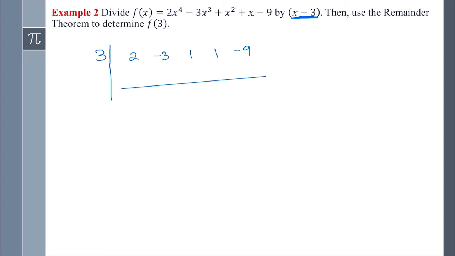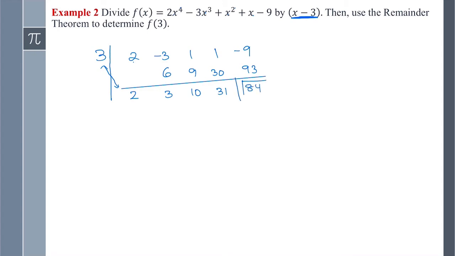Okay, so the first one, we'll drop this down, and then we multiply, so 2 times 3 is 6, and we'll write it here. And then -3 plus 6 is 3. Then we write 3 times 3, 9. 1 plus 9 is 10. 10 times 3 is 30. 30 plus 1 is 31. Now 31 times 3 is 93. And then when we add this, we get 84.